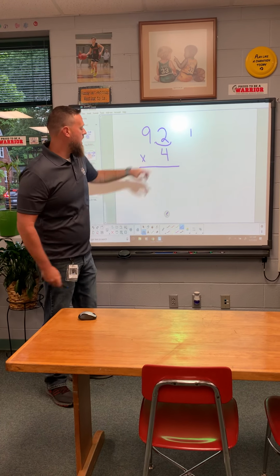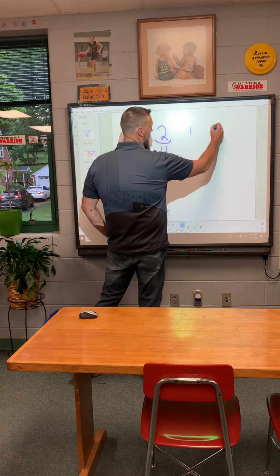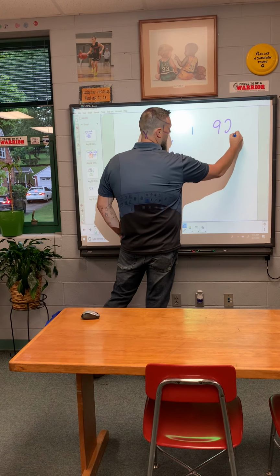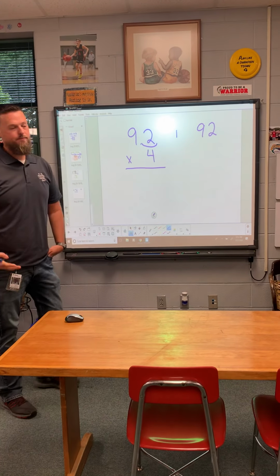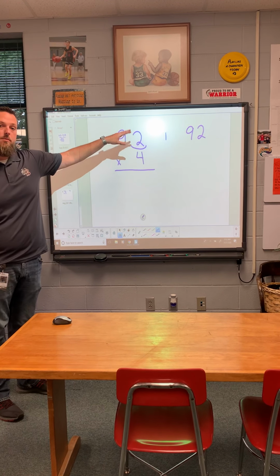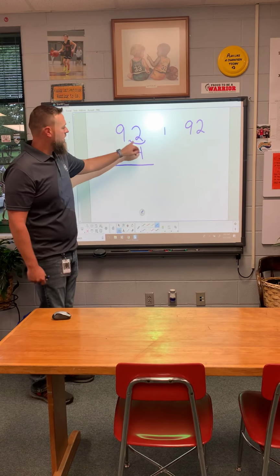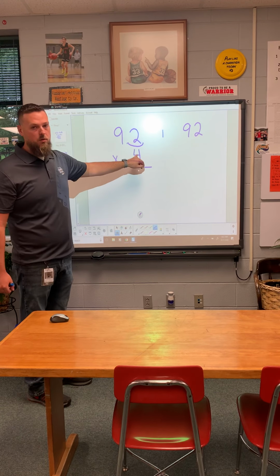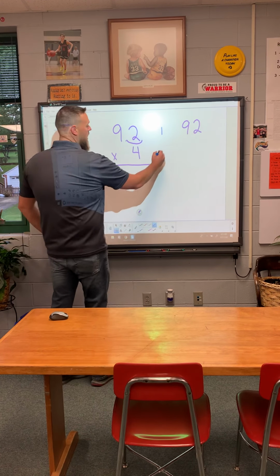Now I have a 92, so I'm going to write that over here. I'm just rewriting the problem. You can rewrite it if you want to. If it doesn't bother you to have lines and stuff in your problem, you don't have to. So I kicked it one time. Now this is already a whole number, so I don't have to kick it at all. I kicked it 0.